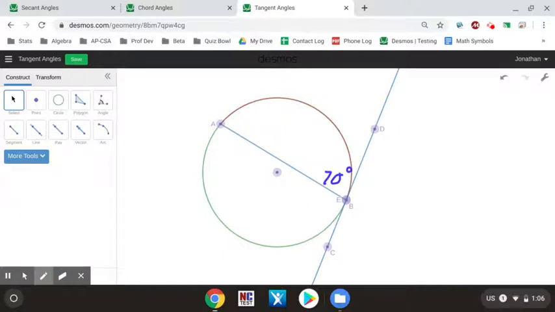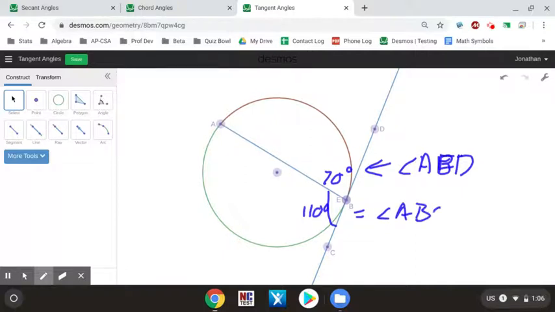Now, a lot of interesting things I can find out. If this is 70 degrees, like I said, we can use the fact that these add to 180 to figure out that that is 110 because they make a straight angle together. So 70 degrees for angle B is the letter in your book. ABD is going to be 70. And then this 110 is equal to angle ABC. So two angles there.